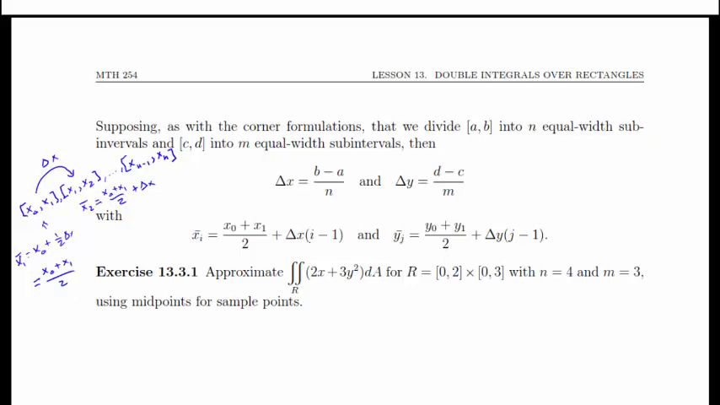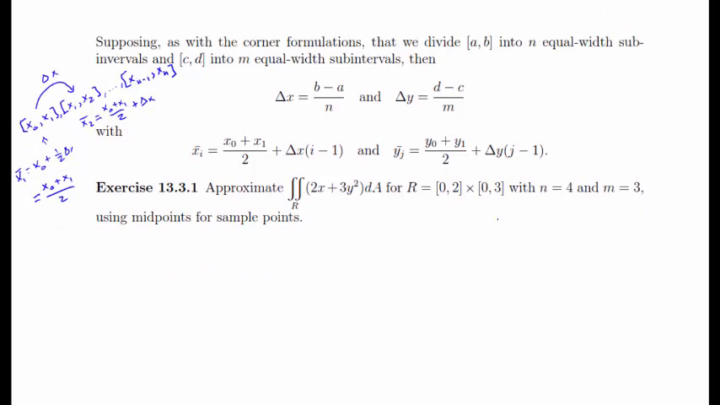So if i is 2, then we are going to add a single delta x to the midpoint of the first interval. If i is 3, we'll add 2 delta x's to the midpoint of the first interval, and so on and so forth. And then similarly for our y midpoints, we will have the average between y naught and y1 over 2 gives me the midpoint for the first y subinterval, and then we add delta y for each successive j value to get to the successive midpoints of each subinterval.